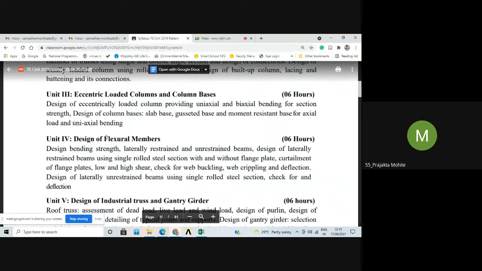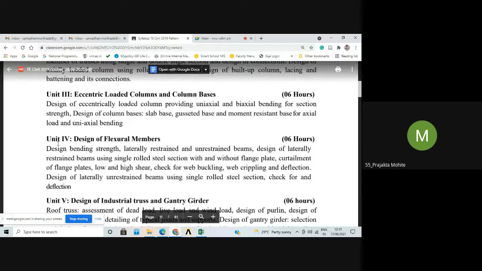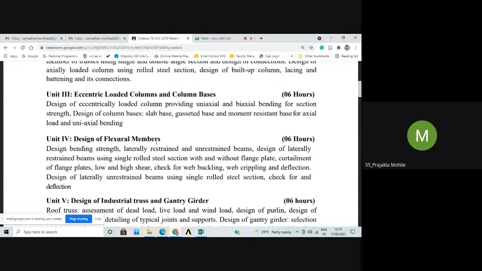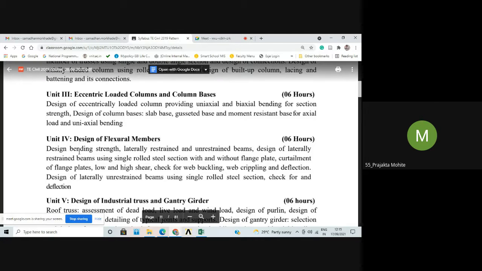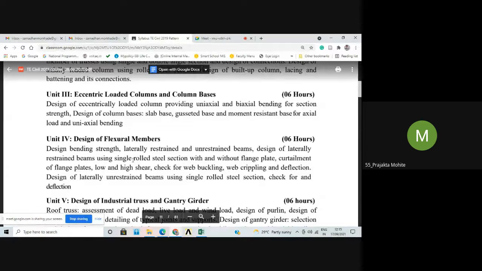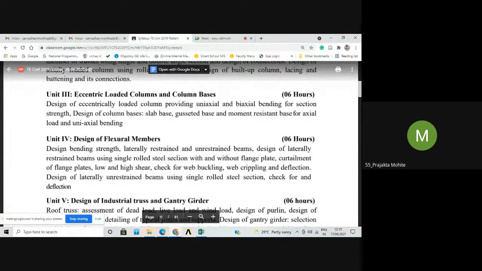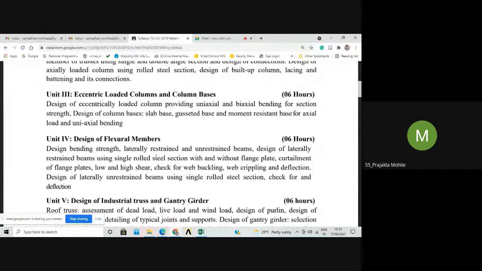Good afternoon. This is our syllabus for Unit 4, design of flexural members. Design of bending strength, laterally restrained and unrestrained beam, design of laterally restrained beam using single rolled steel sections with and without flange plates. It means we have to design two types of classification.